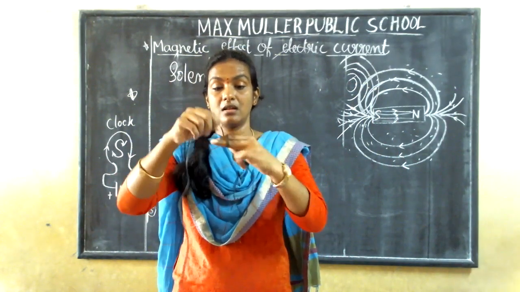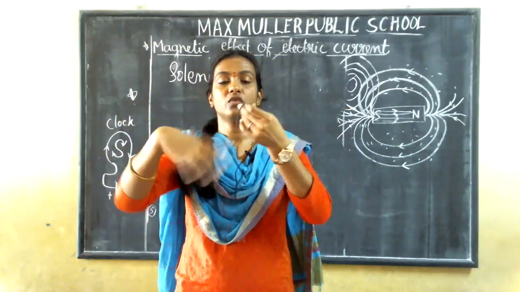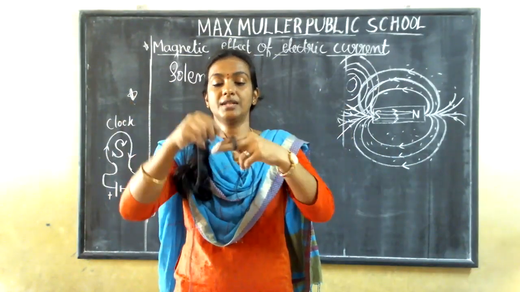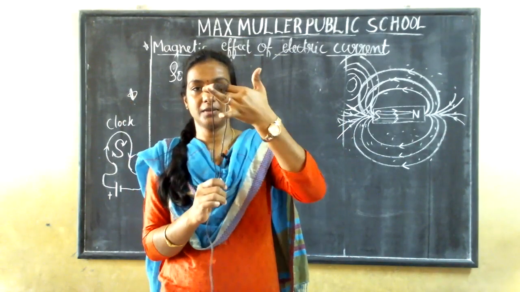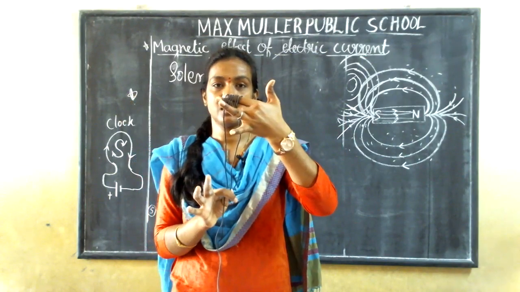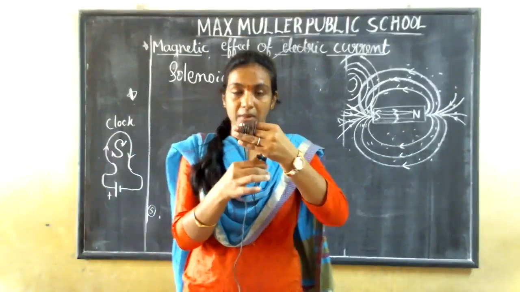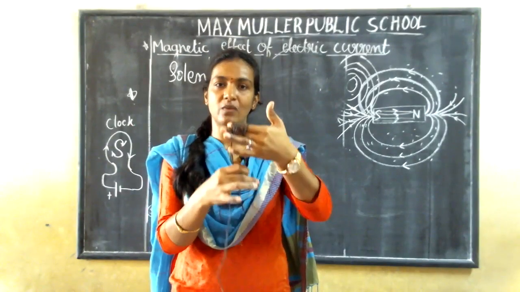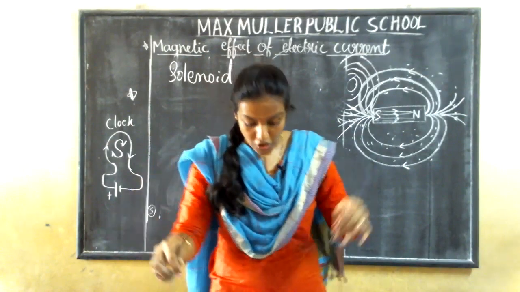Wait. Let me show you. This is the wire. You are going to coil it. This is a solenoid. That's it. While writing the definition, you have to use these words. But if you want to understand very easily, this is the solenoid here. Understood?